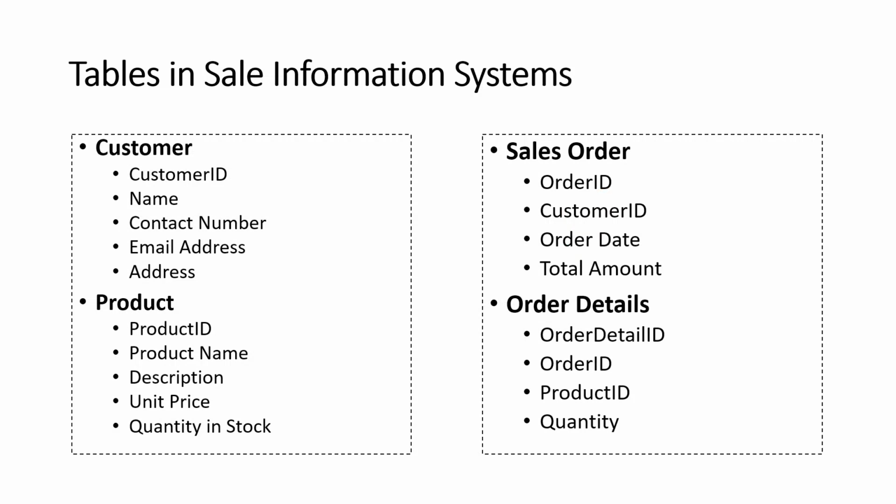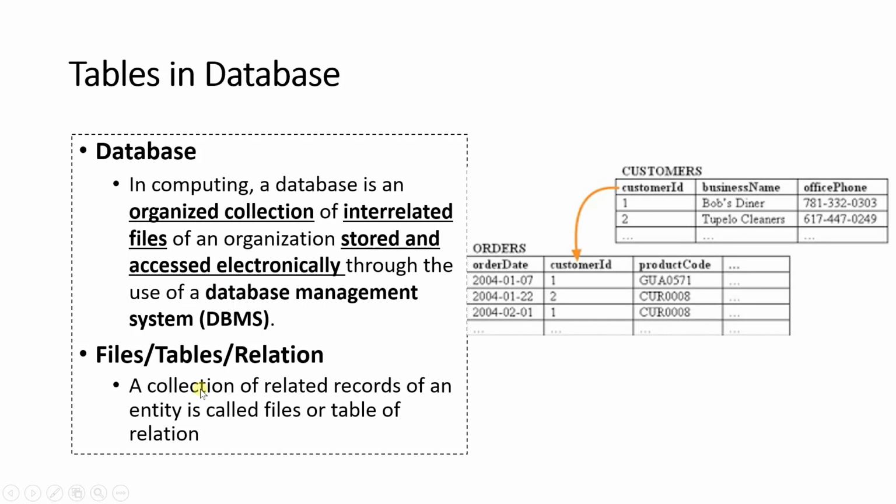So how can we create the tables? In our sample example, the sale information system, customer is one entity which will have one table, and likewise product, sale order, and order detail, and each table must contain a set of attributes. So a table can be explained as a collection of interrelated records. Here we see that this table contains two records, one and two. This contains three records. So a database is a collection of tables, and a table is a collection of records.